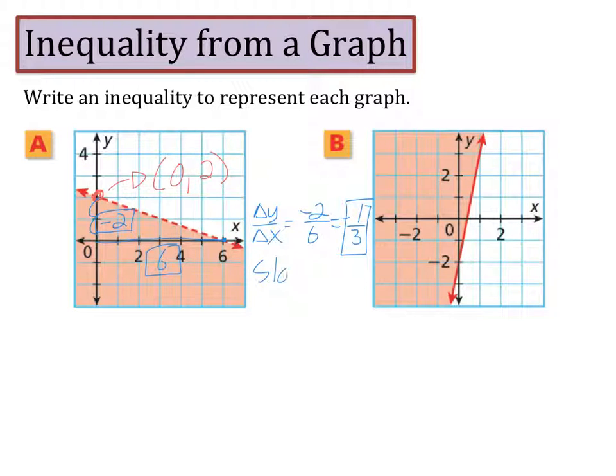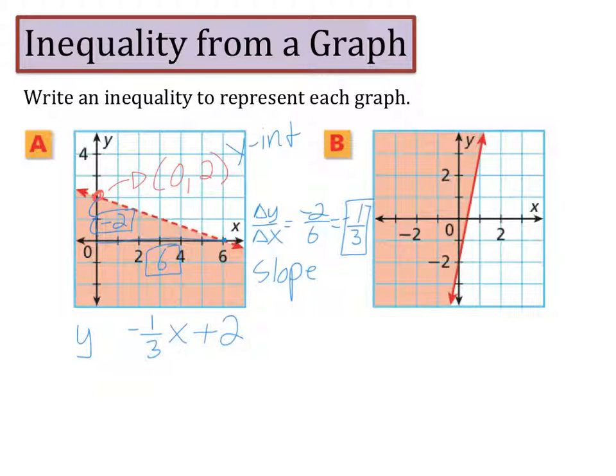Now if we know a slope and we know the y-intercept, we can write this in slope-intercept form. So we can write this as y, now we don't know whether it's less than or greater than, negative 1/3 x, and then we have a plus 2. So now we have to determine whether it is less than or greater than.